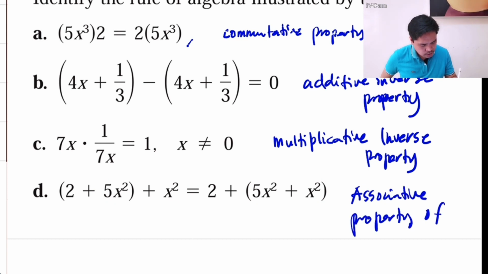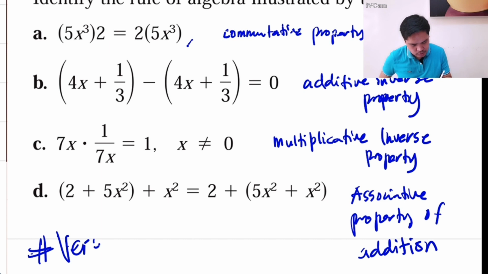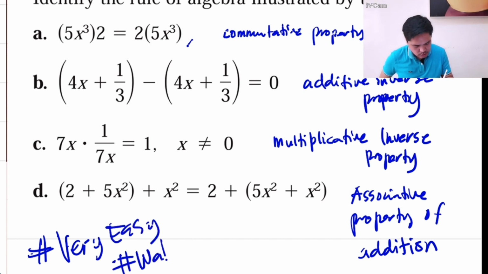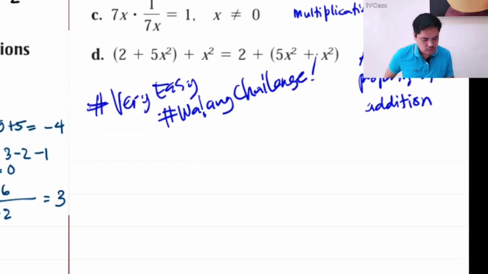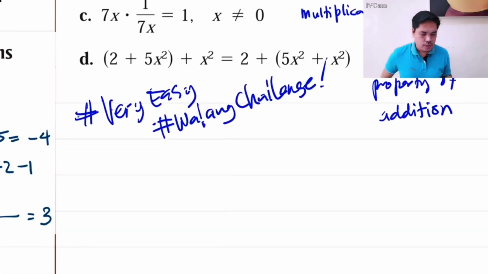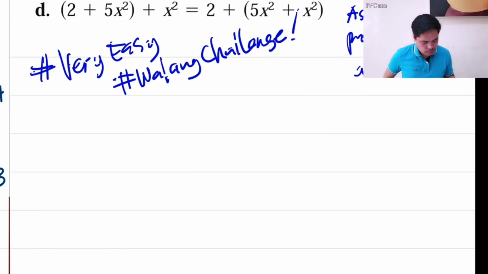Property of addition. So that would be hashtag very easy, hashtag walang challenge with exclamation point. Okay? Now let us proceed. Let me look for another problem.